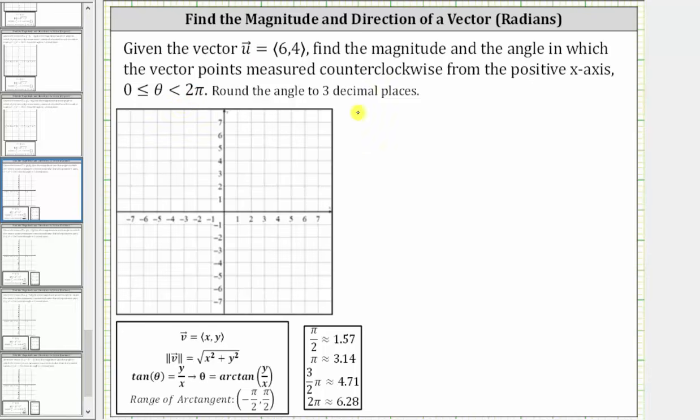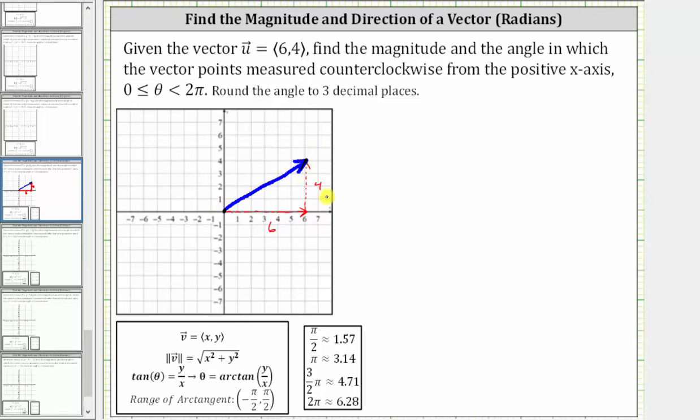Let's begin by sketching the vector u in standard position, which means the initial point is at the origin, and then from here, because the x component is 6, we move right 6 units. And then because the y component is 4, we move up 4 units to determine the terminal point of the vector u in standard position. And therefore, in standard position, this is the vector u.